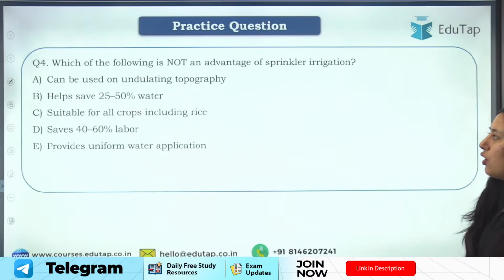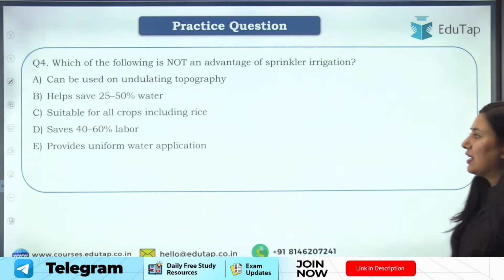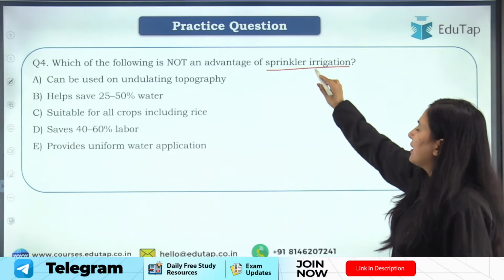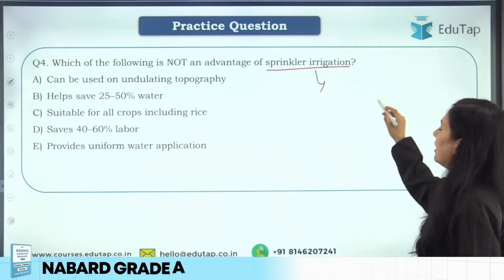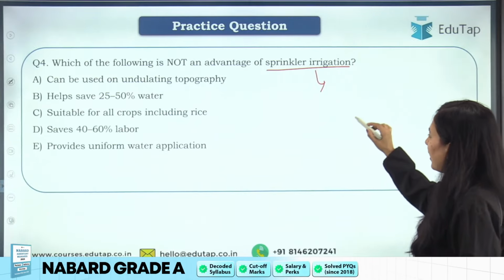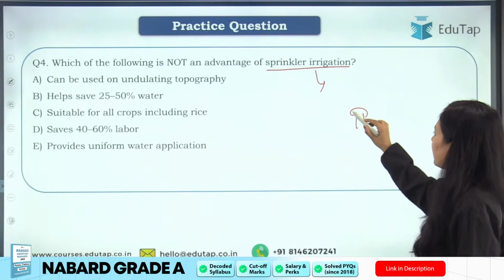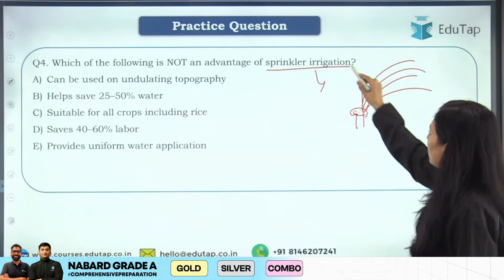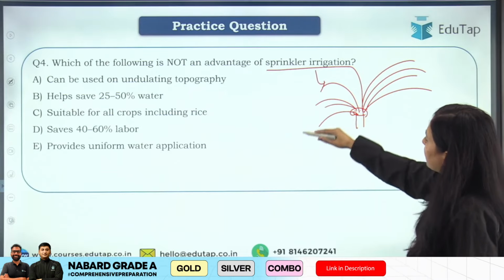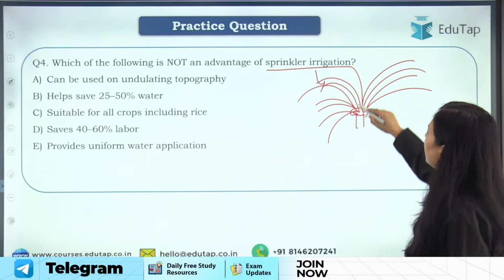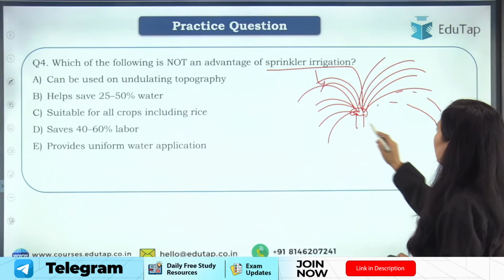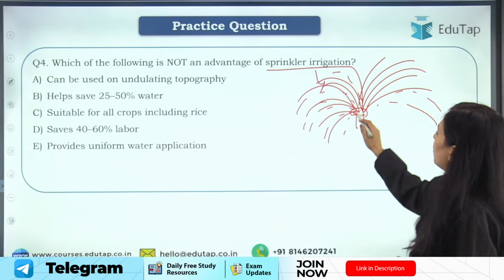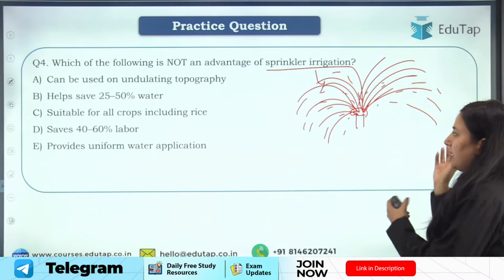Next question is: which of the following is not an advantage of sprinkler irrigation? ठीक है, स्प्रिंकलर इरिगेशन का एडवांटेज कौन सा नहीं है? तो स्प्रिंकलर इरिगेशन क्या है? First of all, let us understand. So students, it is an irrigation system where sprinklers are used to sprinkle water over the field and it mimics natural rainfall. So this water falls on the ground like it is raining, right? So this is called sprinkler irrigation system.